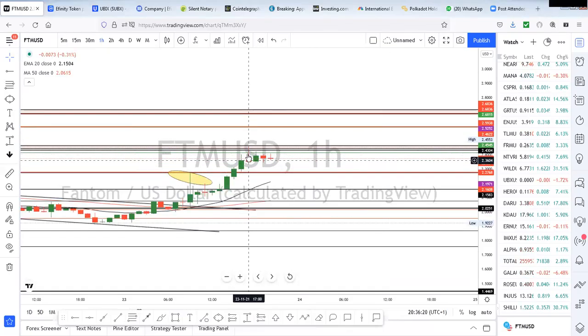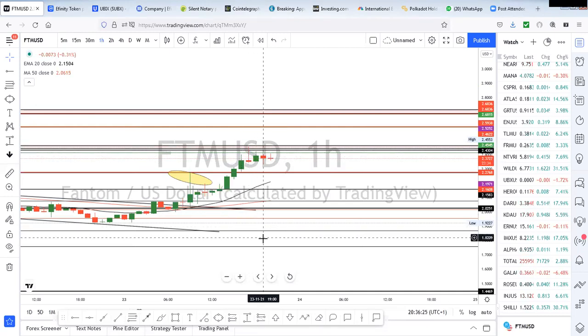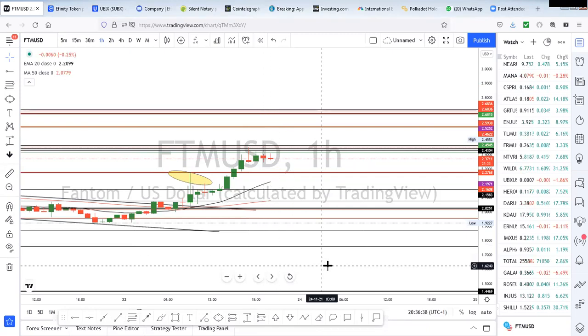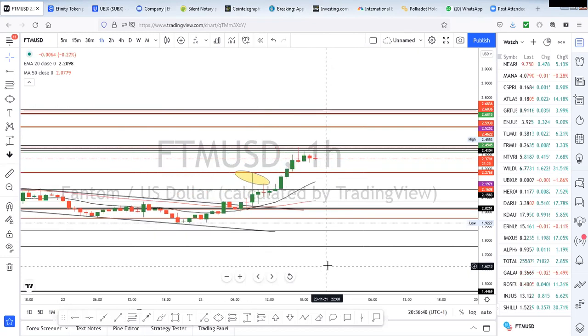You can tell me what this candle is. What is this candle? It's an inverse hammer. Good. Shooting star. Thank you. It is a shooting star.